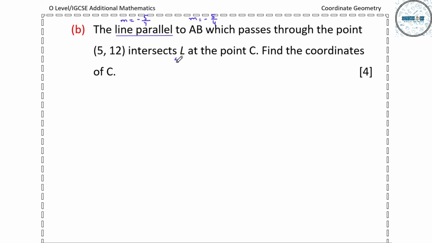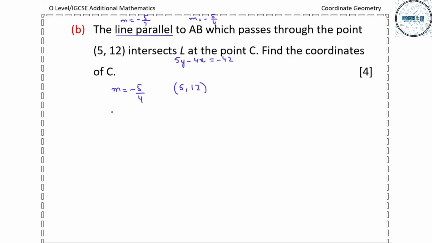The equation of line L we have already taken out in the previous part, which is 5y minus 4x is equal to minus 42. Now, by solving these two equations simultaneously, we will be able to find out the coordinates of C. So, first of all, we will find out the equation of the line parallel to AB, whose gradient is minus 5 upon 4, which is passing through the point (5, 12).